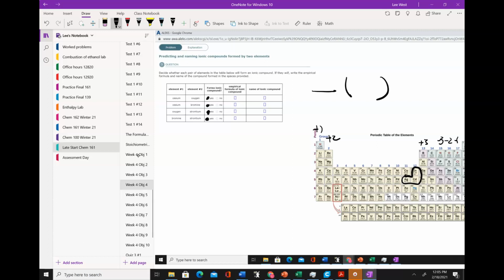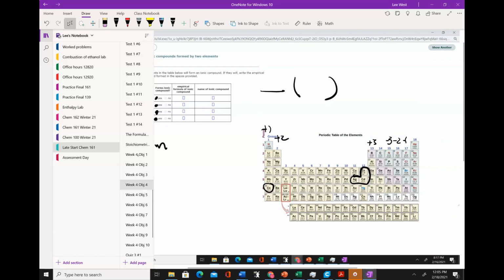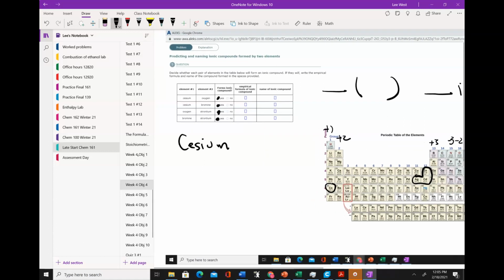So let's see what we've got here. Element 1 here is cesium. That's my metal. We always do the metal first. It's fixed charge, so I'm just going to write the name cesium. And then oxygen, remember when it comes time to write the names for anions, we just take the stem name and change it to -ide. So it becomes oxide, cesium oxide. The next one, again, cesium is fixed charge, so no Roman numerals. And then bromine is going to become bromide.